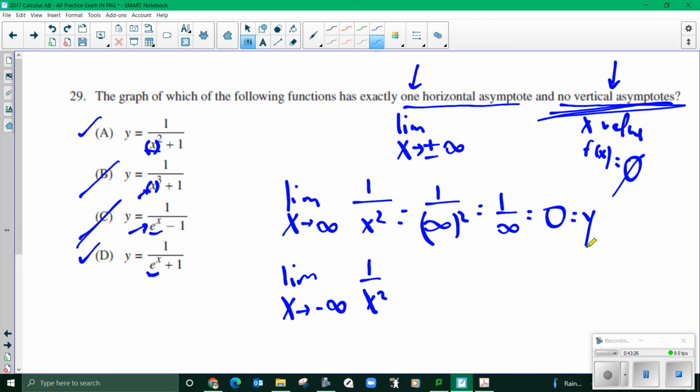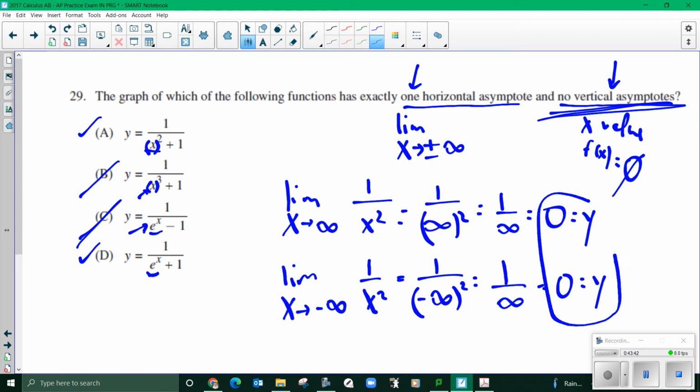Let's try negative infinity. I'm going to plug in 1 over negative infinity squared. What happens when I square a negative number? It becomes positive. And that still is 0. And it has one horizontal asymptote at 0. That's choice A, and that's your answer.